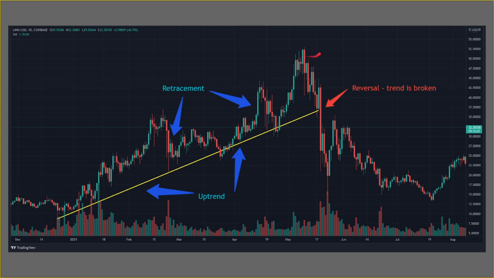This pattern would continue, and we do see these retracements where price did pull back, but overall the market structure remained intact until we got to about May, where we saw the trend break with the establishment of lower highs and lower lows, right? Lower high, lower low. This is a clear indication of a downtrend and a clear indication of a reversal, that the structure of the trend, the structure of the market, was broken.